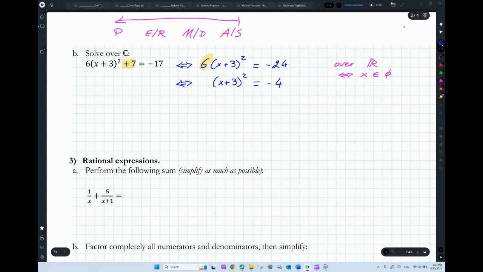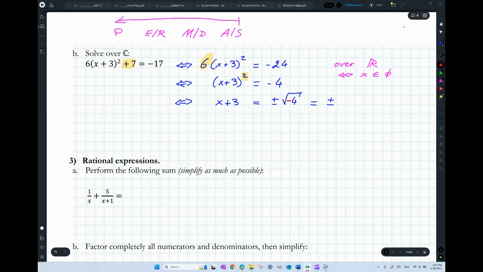But here, I'm solving over C. So when I cross over the square, first of all, do not forget the plus or minus, I will have the square root of negative 4. Now, strictly speaking, this is incorrect notation, just use it as a transitive writing if you need it.